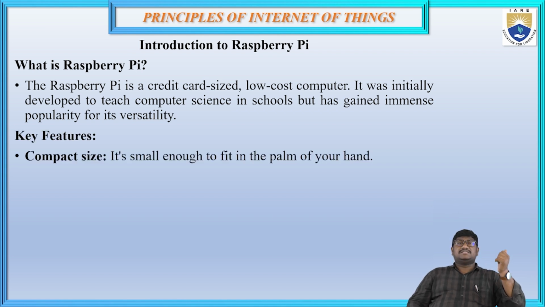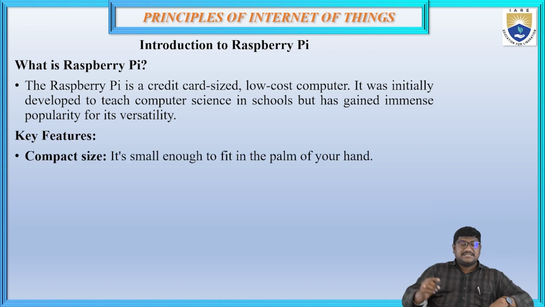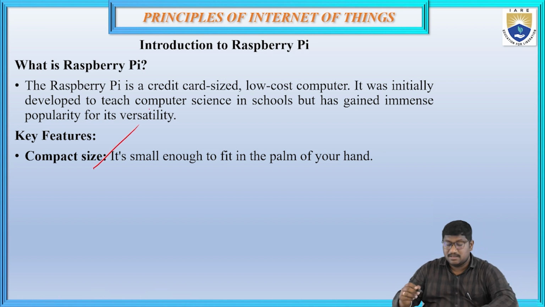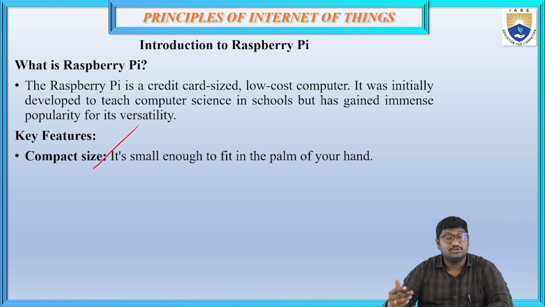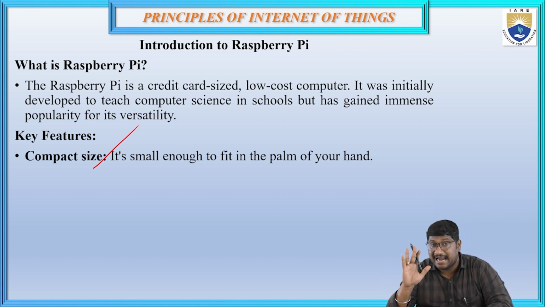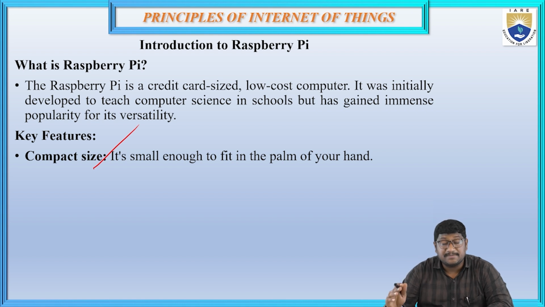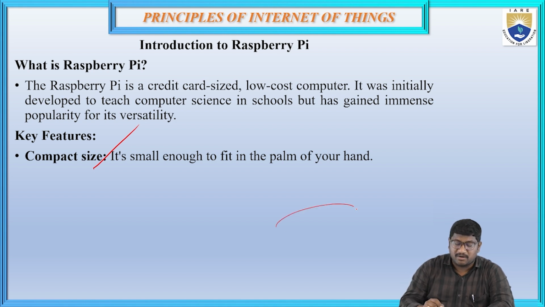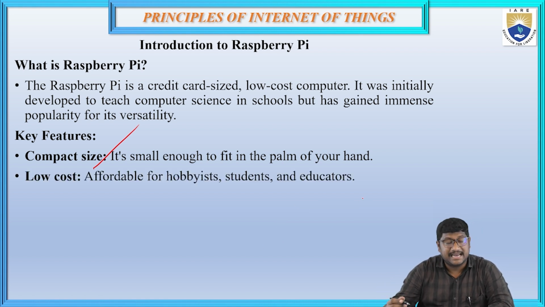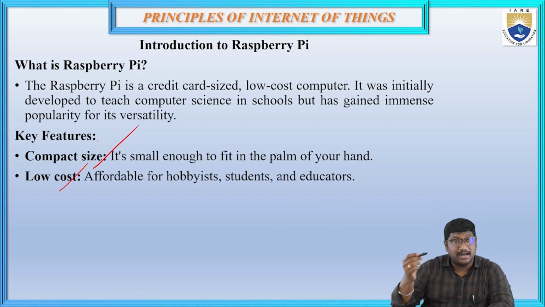What are the key features of this Raspberry Pi kit? The first key feature is compact size. How flexible it is: due to its size, it can even fit in the palm of your hand. It looks like a small board, about the size of a credit card. Got it, guys? So it is compact and flexible.